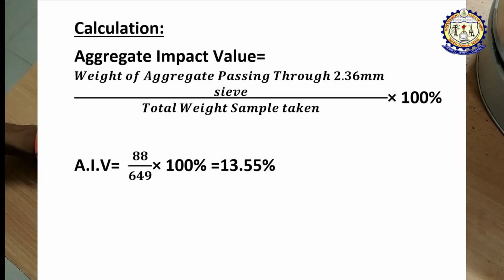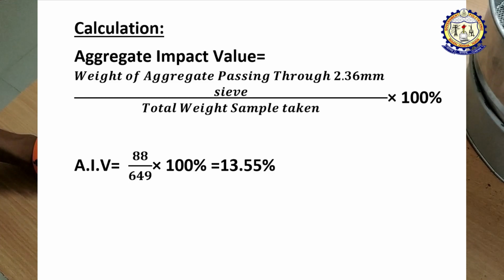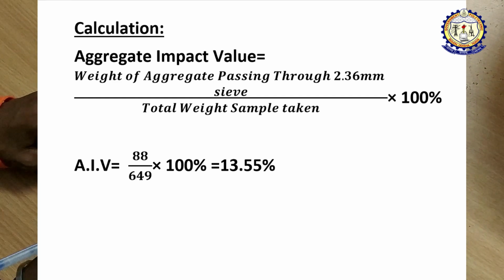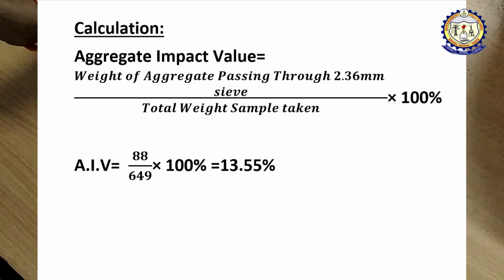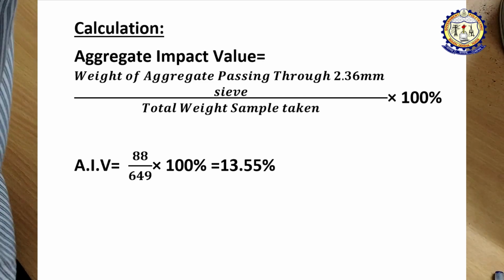Then come to our calculation part. Here we see the aggregate impact value is equal to the weight of aggregate passing through the 2.36 mm sieve divided by the total sample taken, multiplied by 100%. And we have already observed the values. Finally, we calculate the aggregate impact value and it is equal to 13.55%.